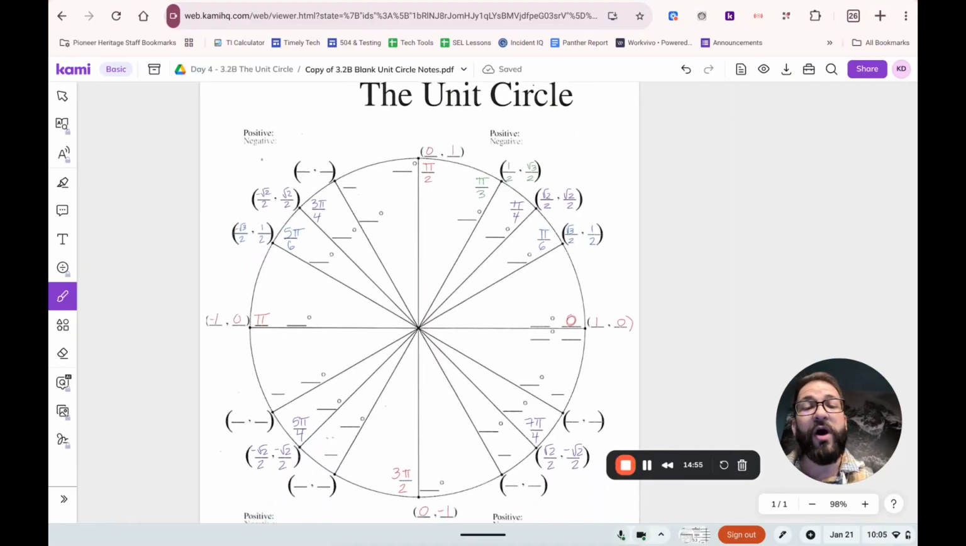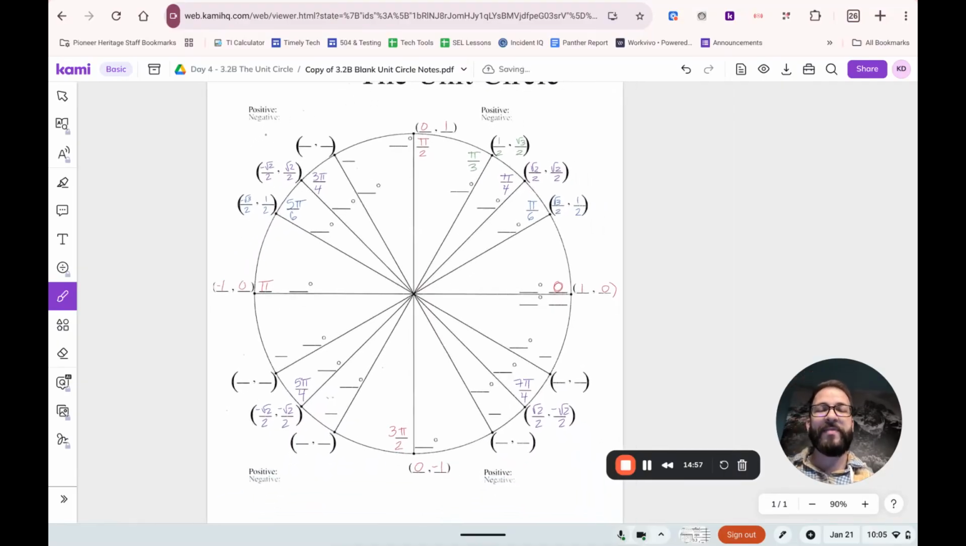Okay, so hopefully you're starting to pick up on the patterns. And what I want you to do is use those triangles to see if you can fill in the remaining points and the remaining radians. And then once you do, see if you can come back and draw some conclusions about positive and negative values on our unit circle.